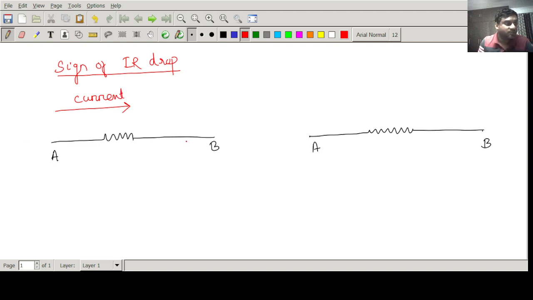Okay, current is flowing from left to right, but in the second resistor, current is flowing from right to left, that means from B to A. Okay, so if you can easily remember, this resistor looks like a speed breaker in a road.